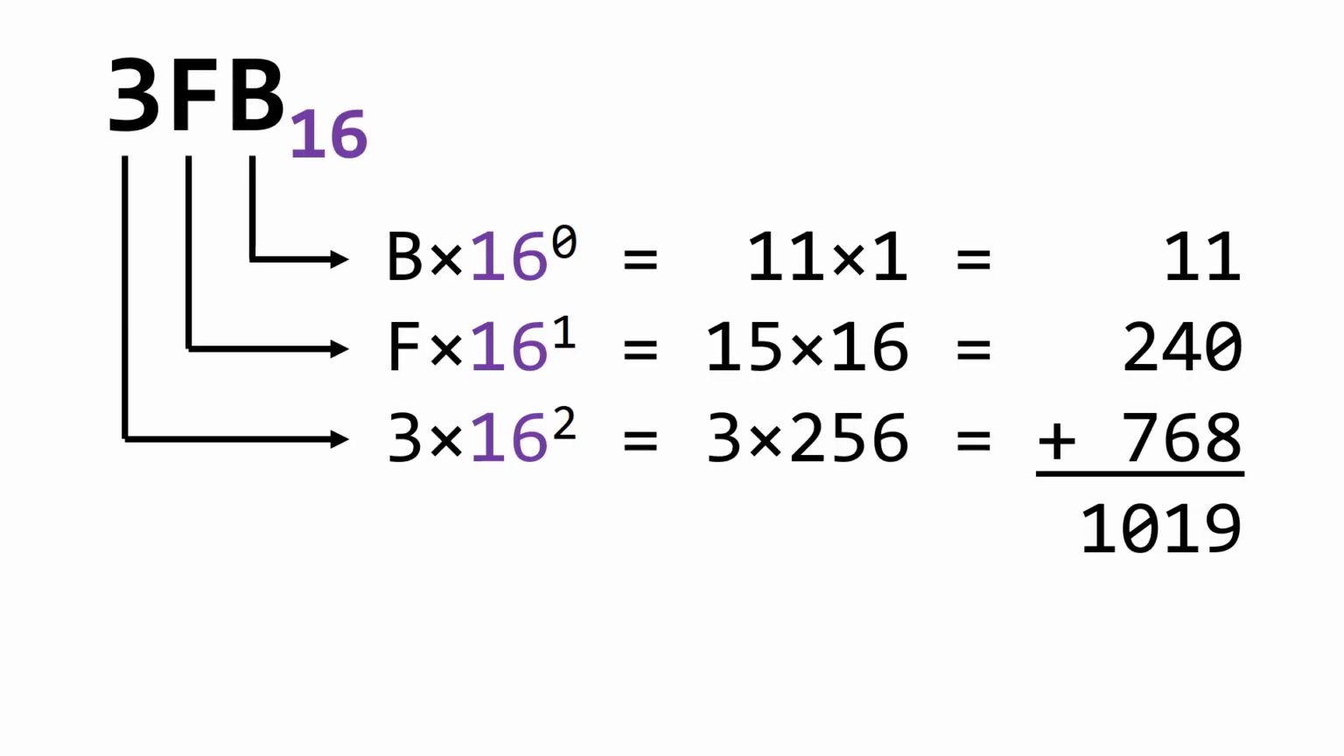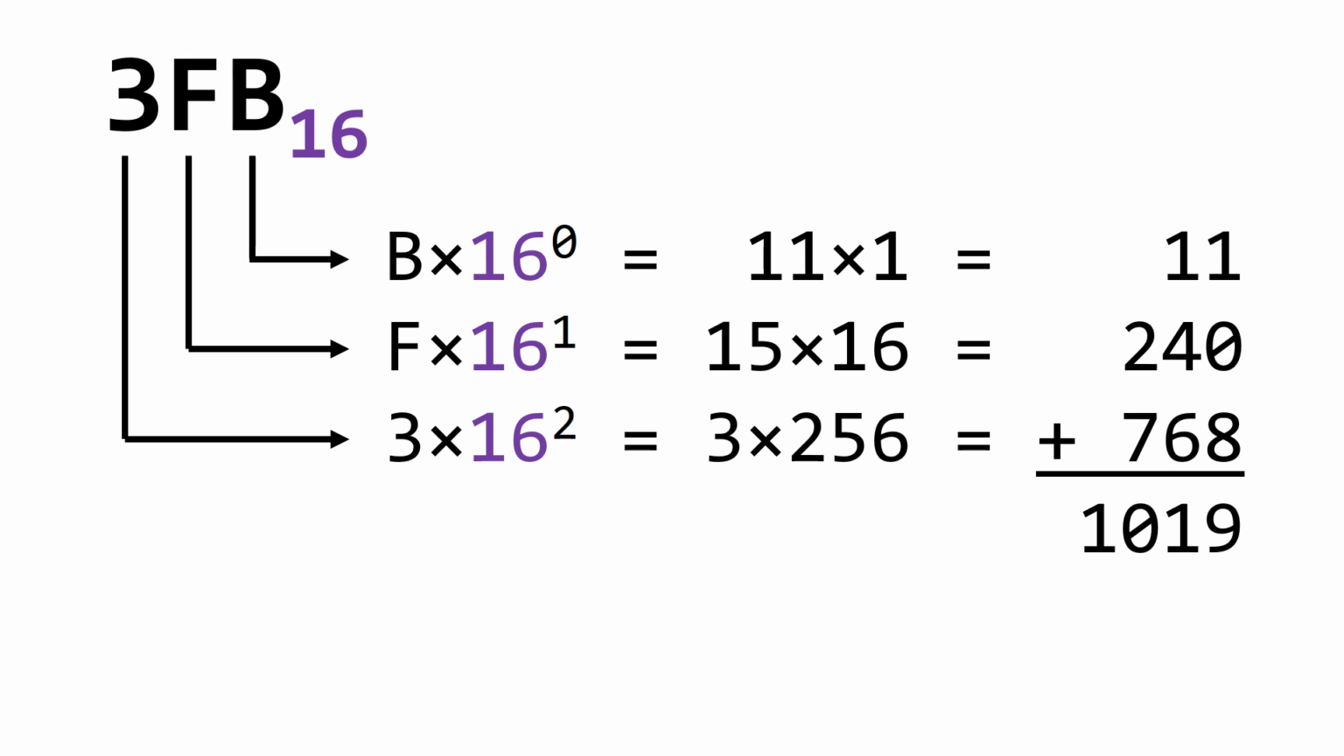Let's take a look at a number in hex and convert it to decimal. 3FB base 16. Just as we did with base 2, we number our columns and then determine the power of 16 for each column. Our columns will be the 1s, the 16s, and the 256s. So the value of 3FB base 16 is 3 times 256 plus F, which is 15, times 16, plus B, which is 11, times 1, which equals 1019 in base 10.